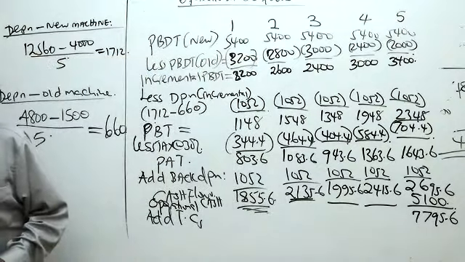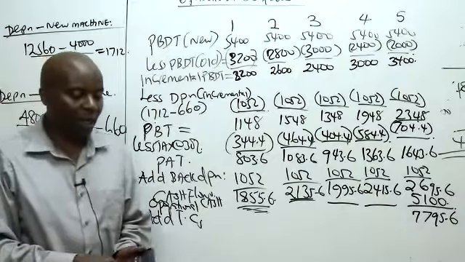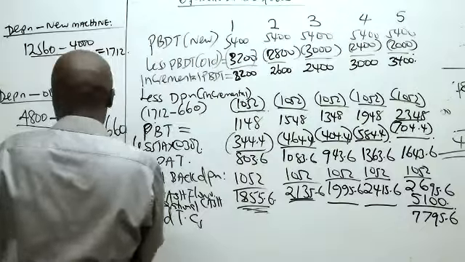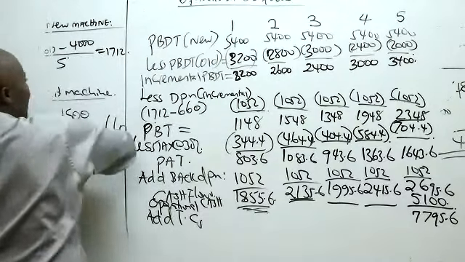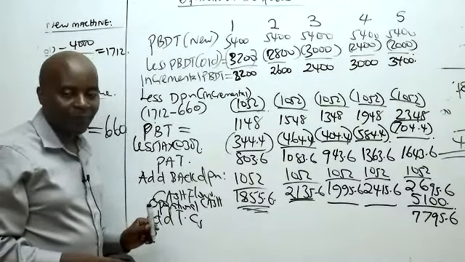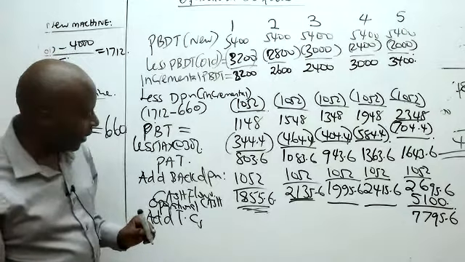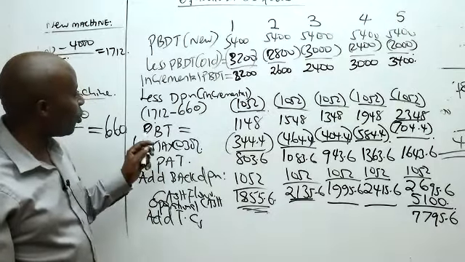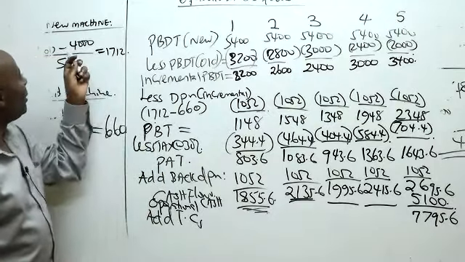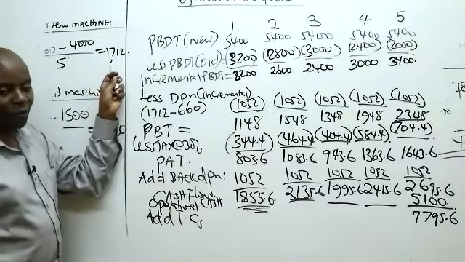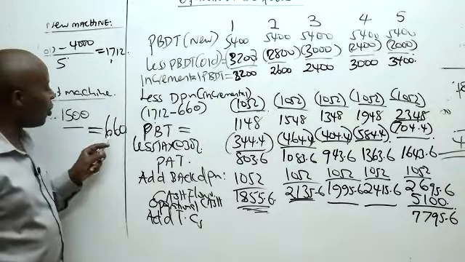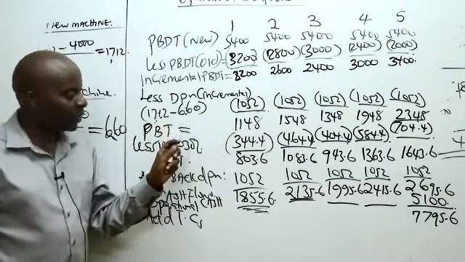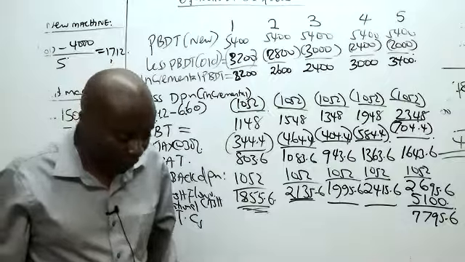Now, ladies and gentlemen, if that is the case, kindly come here and give us how we got 1052. So we took, remember we calculated the depreciation of the new machine, 1712. And then we have depreciation of the old machine, 660. The difference between this and this is what gives us 1052.